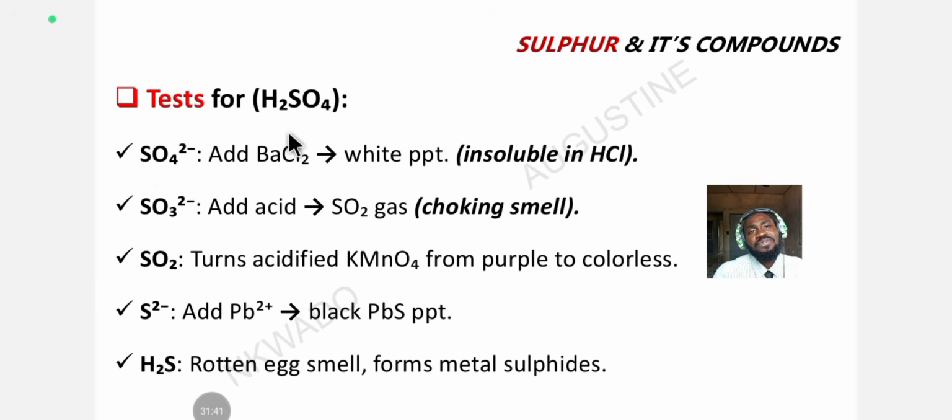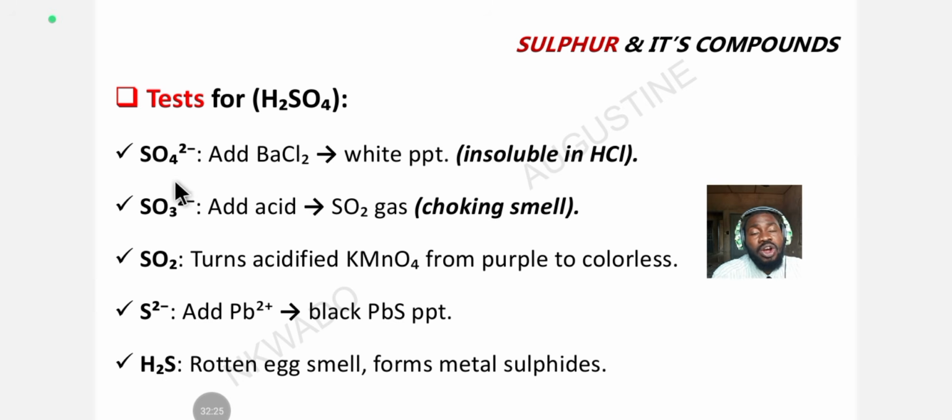The test for tetraoxosulfate(VI) ion. How do we figure out the presence of tetraoxosulfate(VI) ion? This is done by adding barium chloride. Immediately you add barium chloride to the solution in question, you are going to get a white precipitate which is insoluble in hydrochloric acid. All right, as simple as that. So add barium chloride to the solution to test for tetraoxosulfate(VI) ion, and the white precipitate is insoluble in hydrochloric acid.